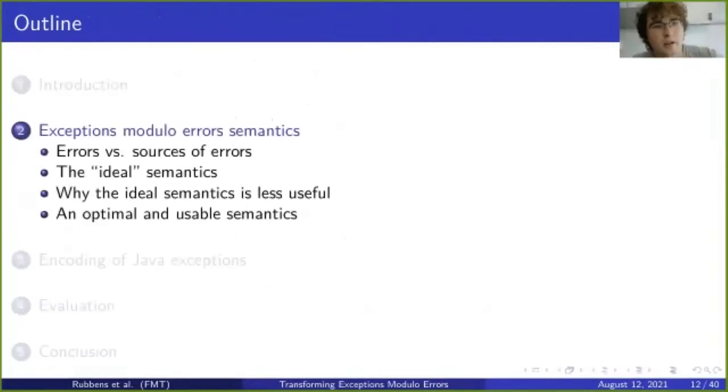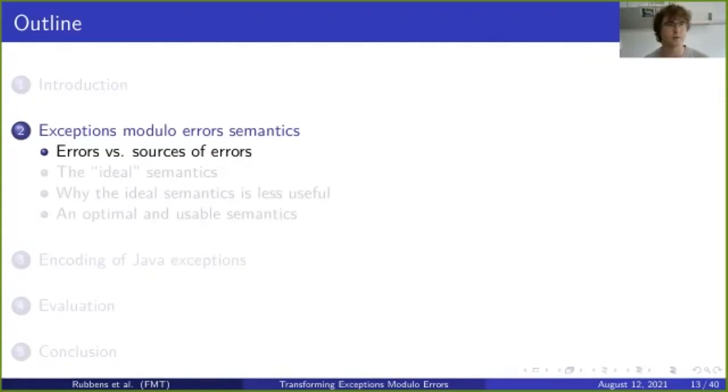So now let's discuss the exceptions modular error semantics. To dive into why we need this, we first need to discuss the distinction of errors and sources of errors. Then we will discuss the ideal semantics and why the ideal semantics is less useful. And finally, we will discuss the optimal and usable semantics that we ended up implementing in Faircore.